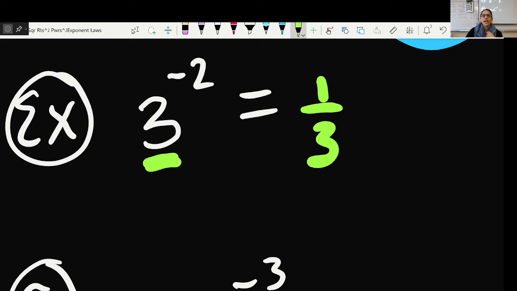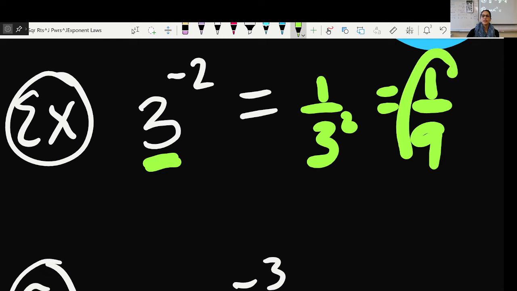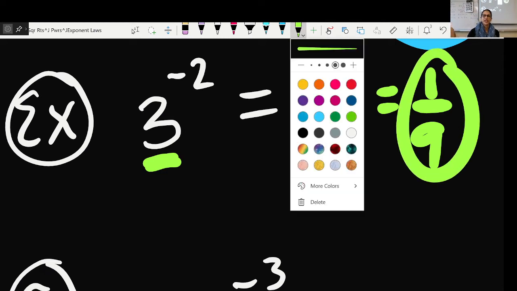Thank you. And then when we do that, this negative 2 becomes positive 2. So the answer in this case would be 1 over 9. That's way too thick. Let's fix that.